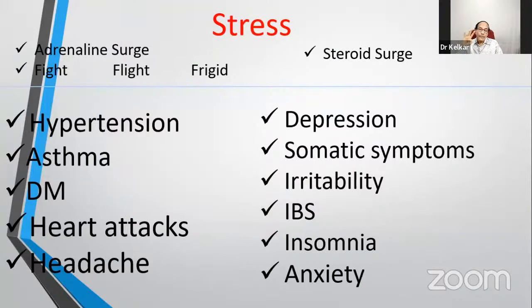We have 4 angels in our brain, and 2 soldiers. The 2 soldiers are adrenaline and corticosteroids. They come running when there is stress. There is an adrenaline surge and a steroid surge.